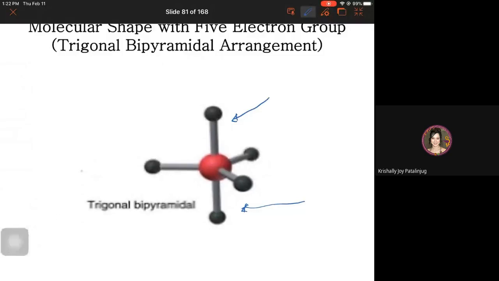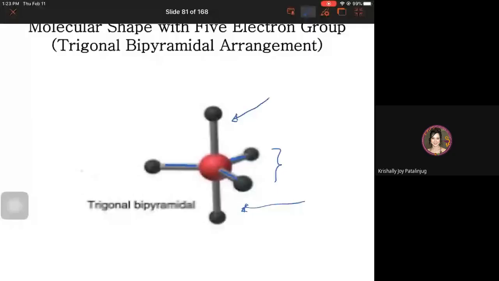Okay, so we can observe here that there are two areas if there are five electron groups surrounding the central atom. In a 3D arrangement, there are two locations. These atoms, highlighted in the blue line, the atoms around the middle, are called equatorial electron groups.